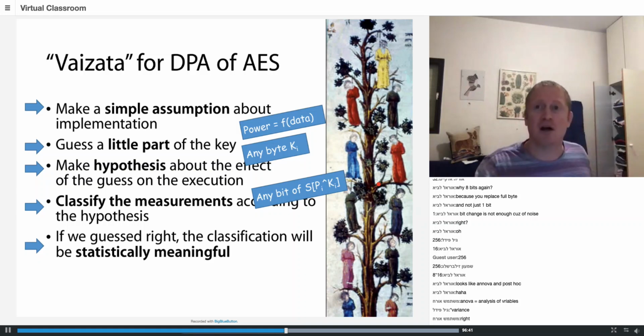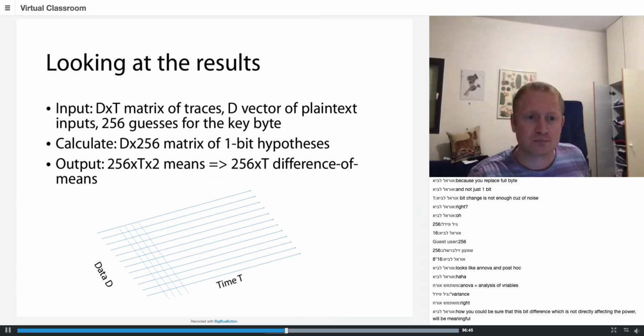Power in my MATLAB here. So how could I be sure that this bit difference is meaningful?